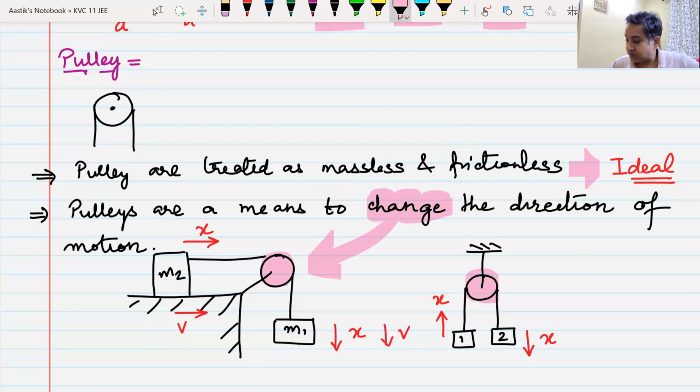Pulleys are a means to change direction. Do we understand this? So whenever we see a pulley, it is because you want to change the direction of motion. Pulleys are massless, frictionless, and they are a means to change the direction of motion. I hope everyone is clear with this. Yes or no?